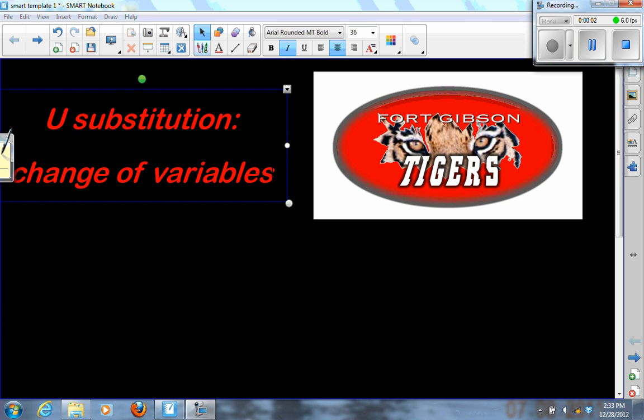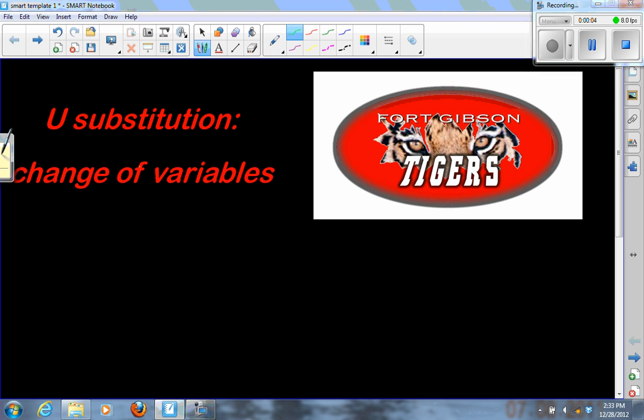This video is going to have some examples of definite integration with U substitution. The previous video was indefinite, so you don't have to worry about the bounds. But in definite integration, for instance, if I had the integral from 1 to 3 of something that I needed to use U substitution on, then I'd have to account for this, and that's what this video is about.